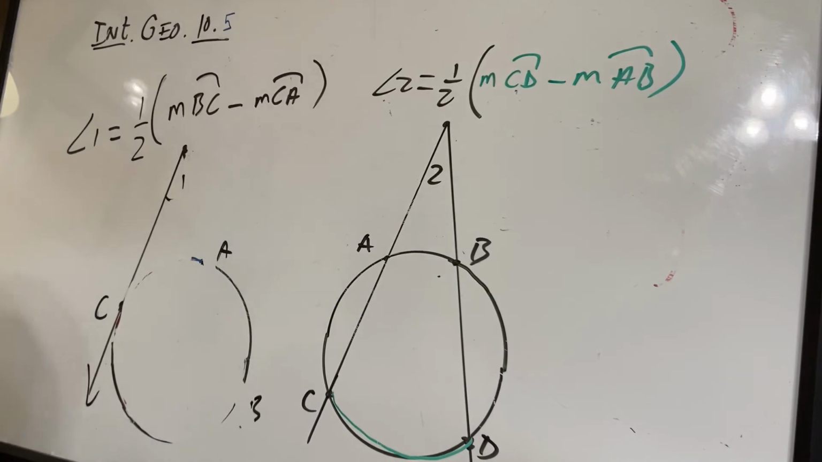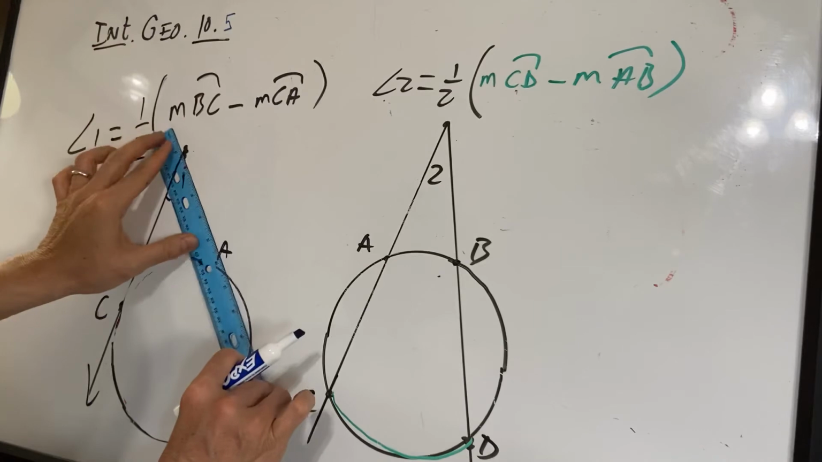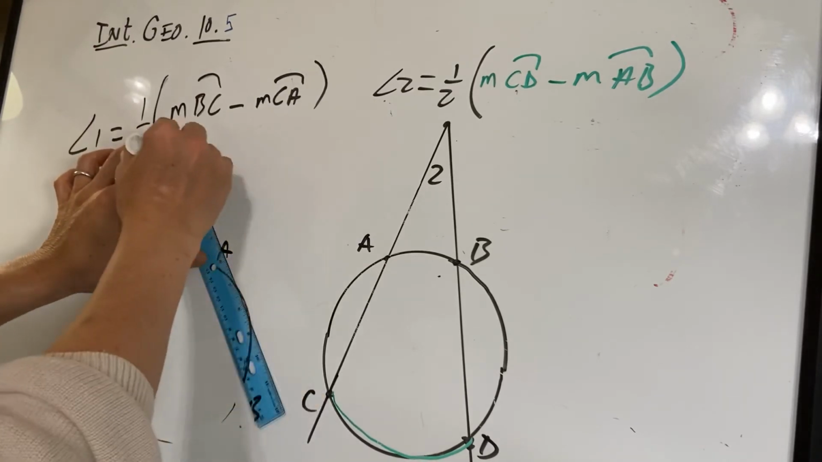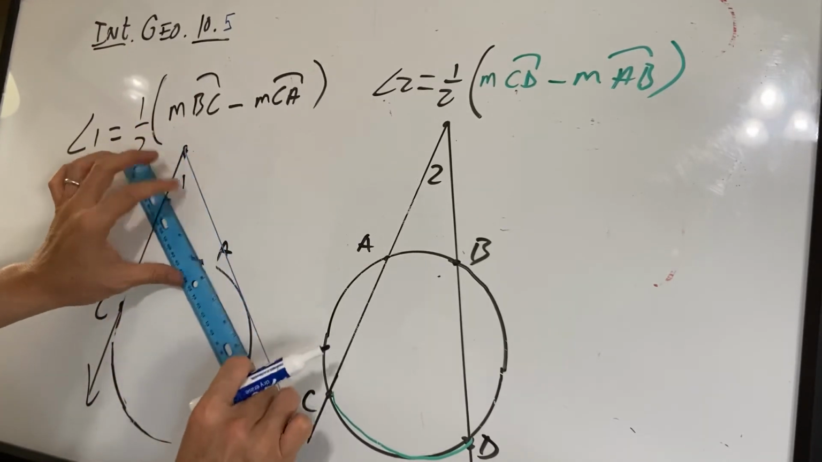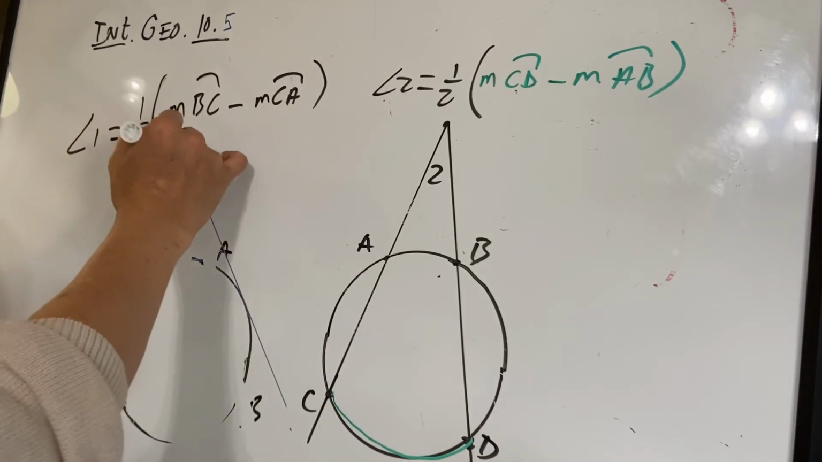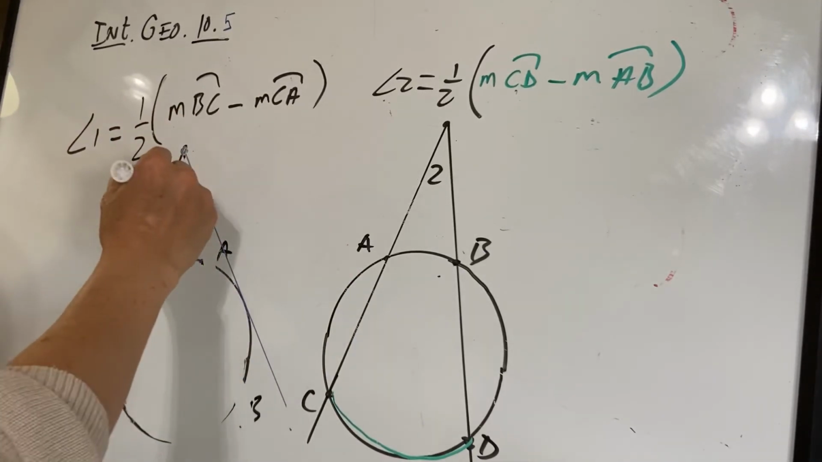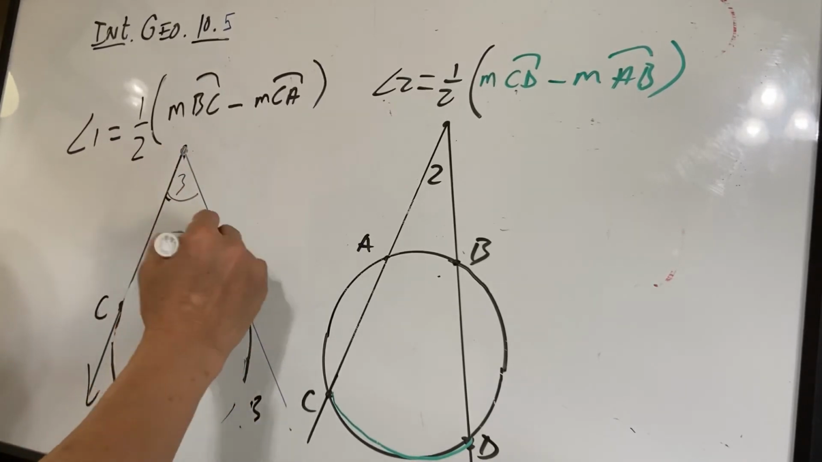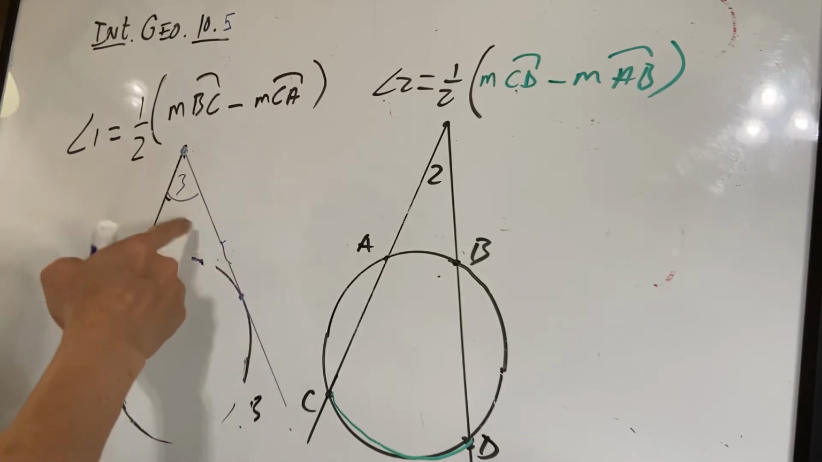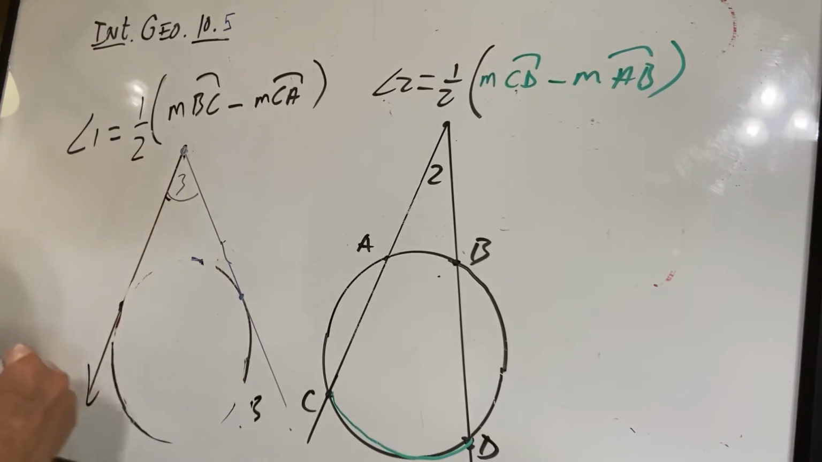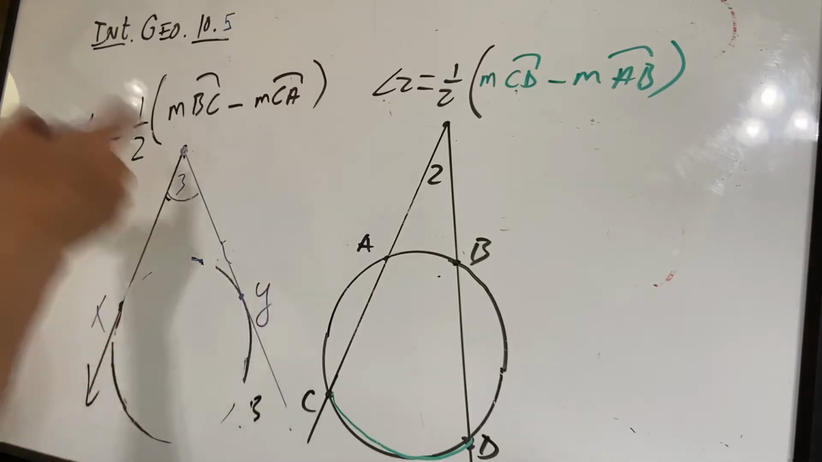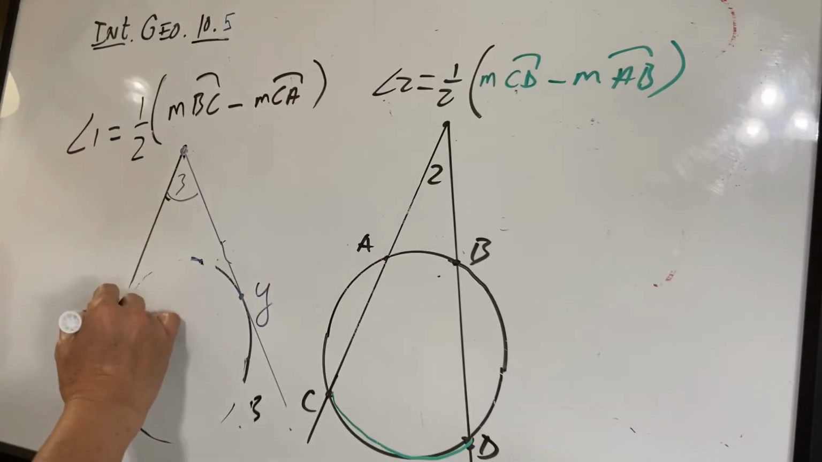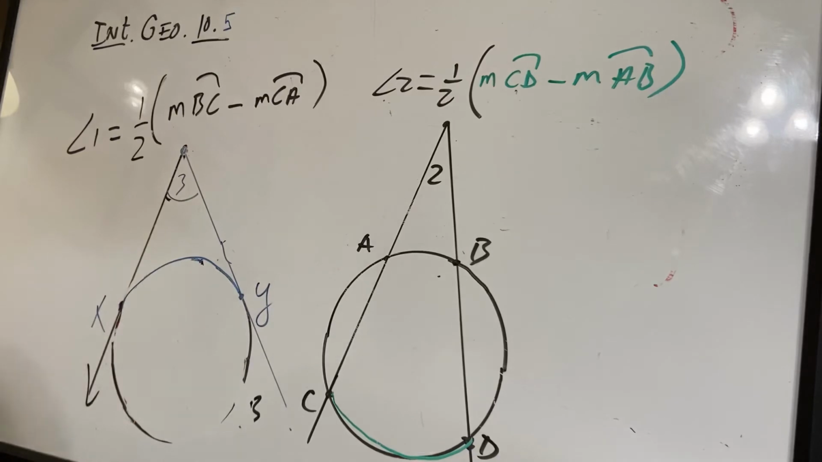What if now you have two tangents to the circle, and they make an angle with the vertex outside of the circle. Let's call this angle 3. Let's call the two tangent points X and Y. And here is your circle. See it? Okay, perfect.